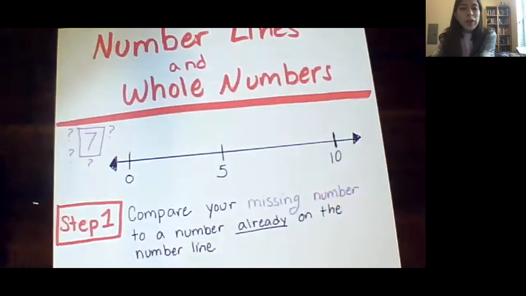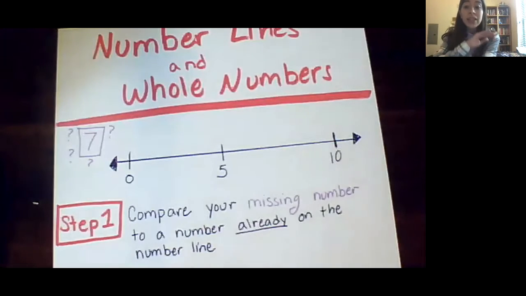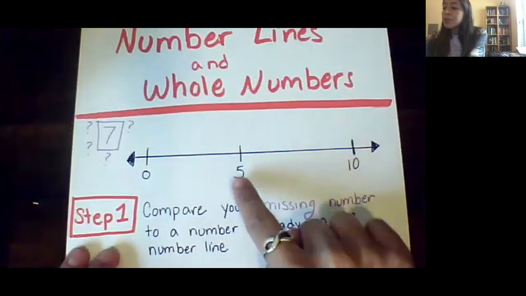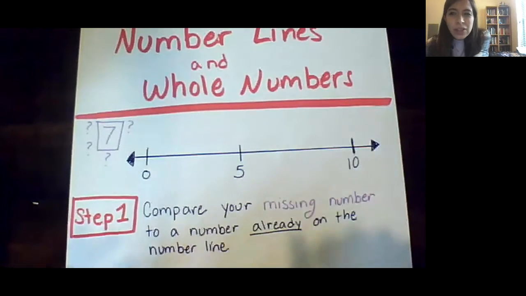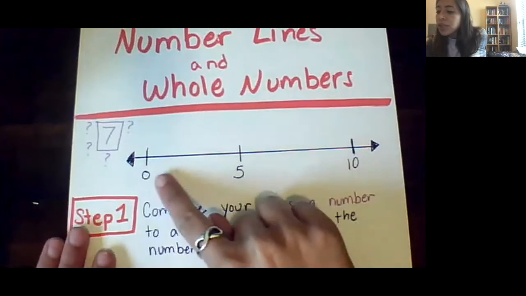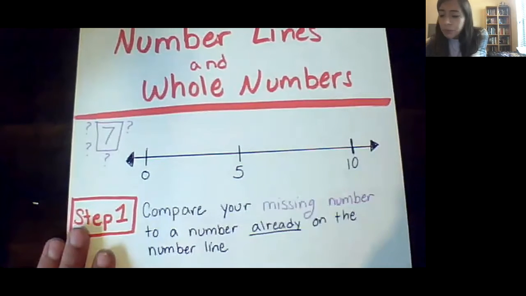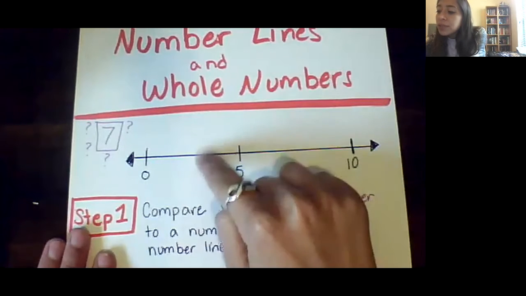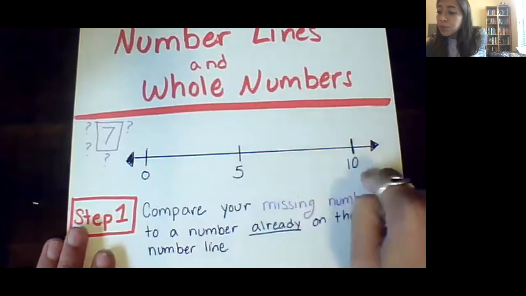So first off, what is a number line? A number line is a straight line that has numbers on it. Now, number lines look different. Some of them look like this, where it only gives you a little bit of information. Some of them have a little line to tell you all the numbers in between.